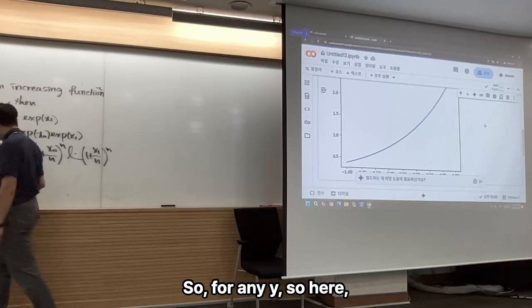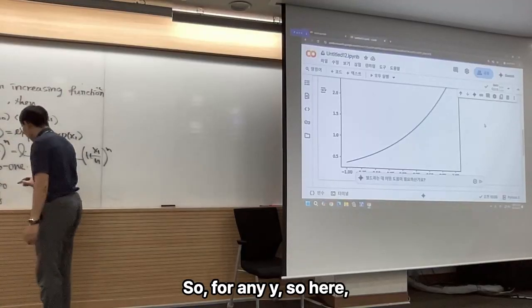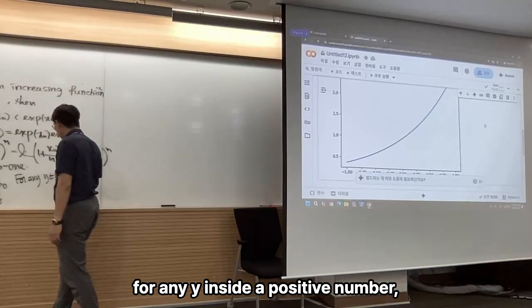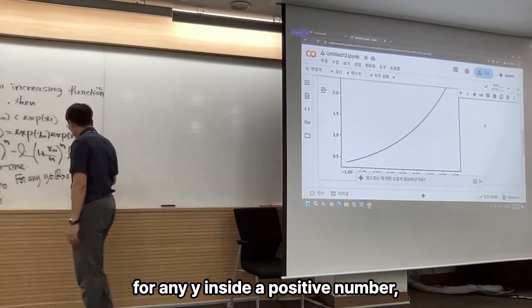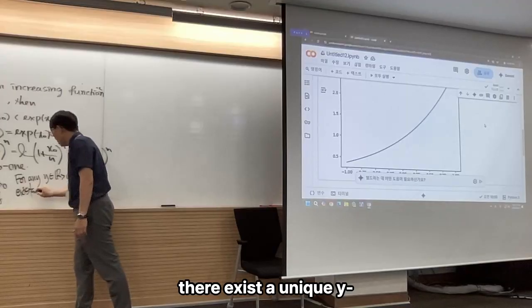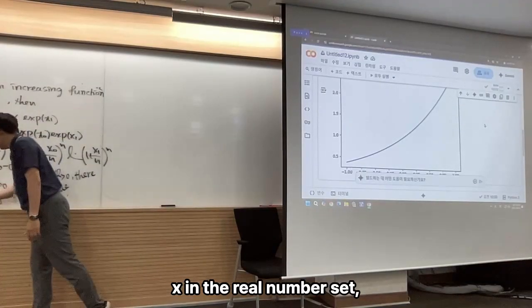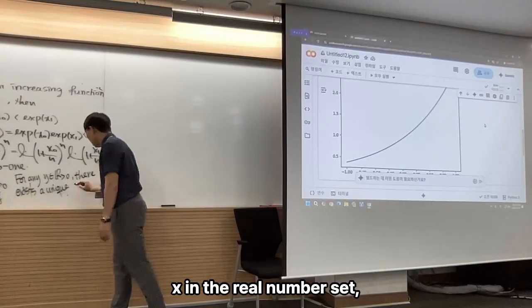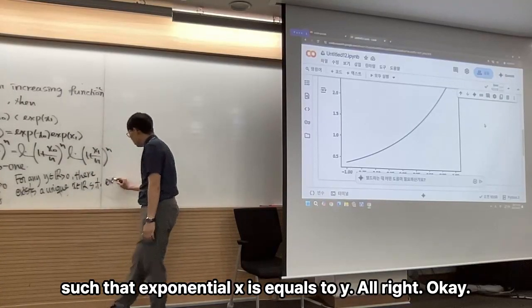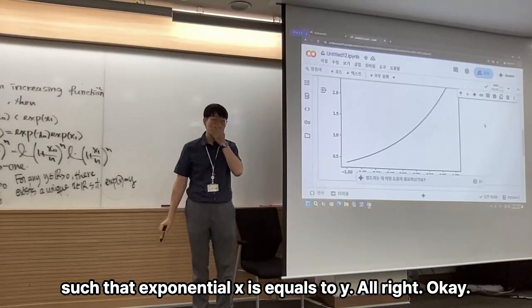Okay. So for any y inside the positive real numbers, there exists a unique x in the real number set such that exponential x equals y. All right.